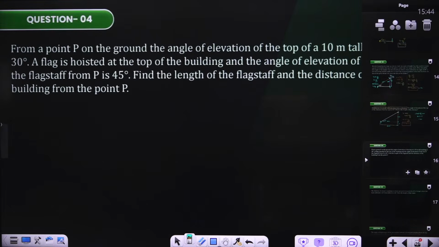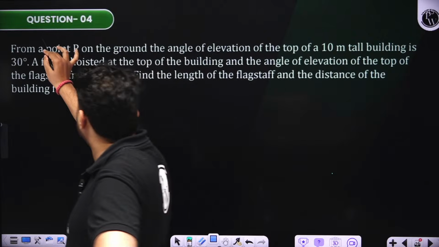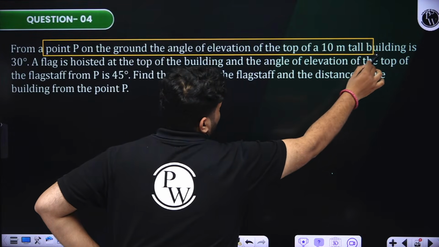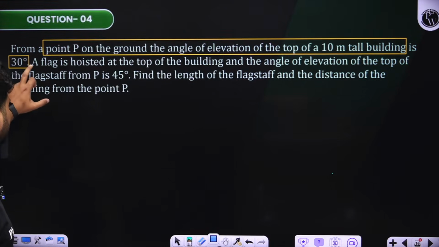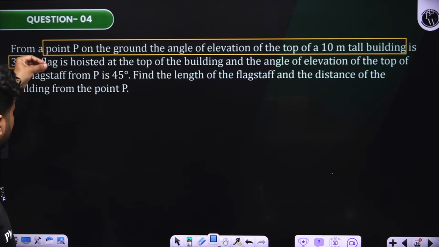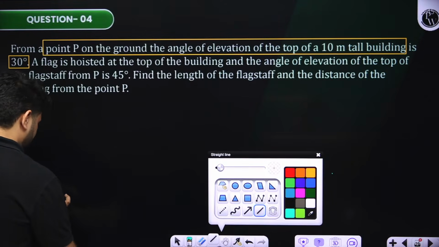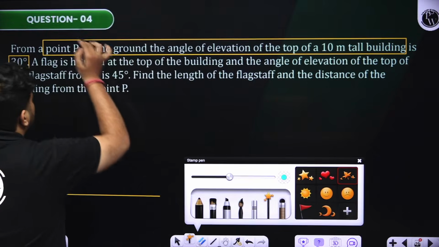From the point P on the ground, the angle of elevation of the top of the 10-meter tall building is 30 degrees. A flag is hoisted at the top of the building and the elevation of the top of the flagstaff from P is 45 degrees. Find the length of the flagstaff and distance of the building from the point P. This is an important problem also. It carries 5 marks, you will get it in your exam.